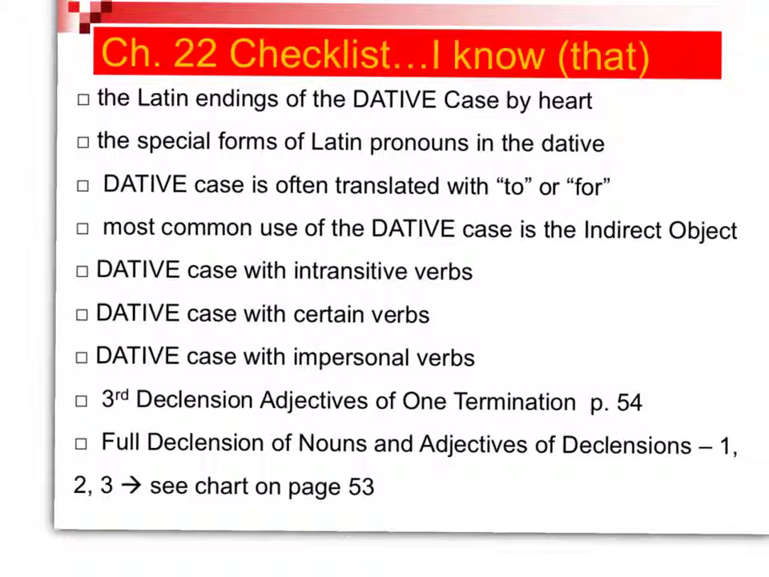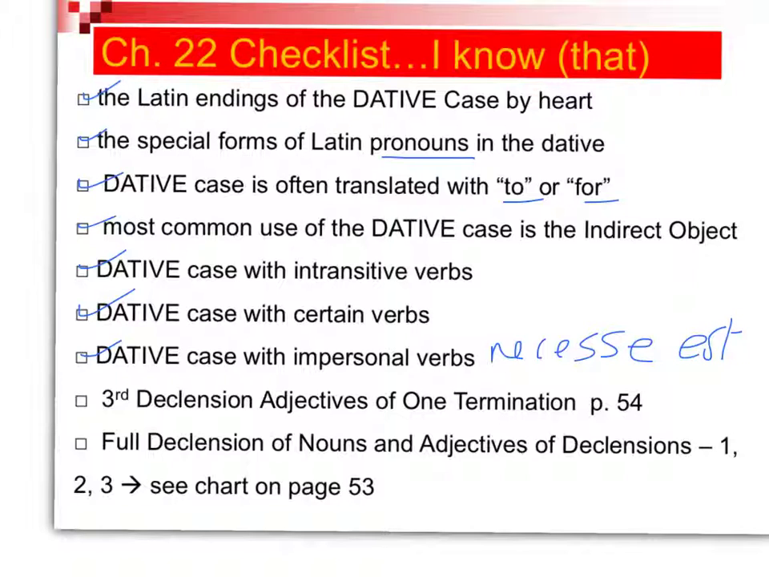Okay, so I'd like these little checklists. I know the Latin endings of the dative case by heart. I know the special forms of Latin pronouns in the dative. I know that dative case is often translated with 2 or 4 before the noun and the dative. The most common use of the dative case is the indirect object. Dative case with intransitive verbs. Dative case with certain verbs that just take a dative instead of an accusative. Dative case with impersonal verbs like necesse est, it is necessary.